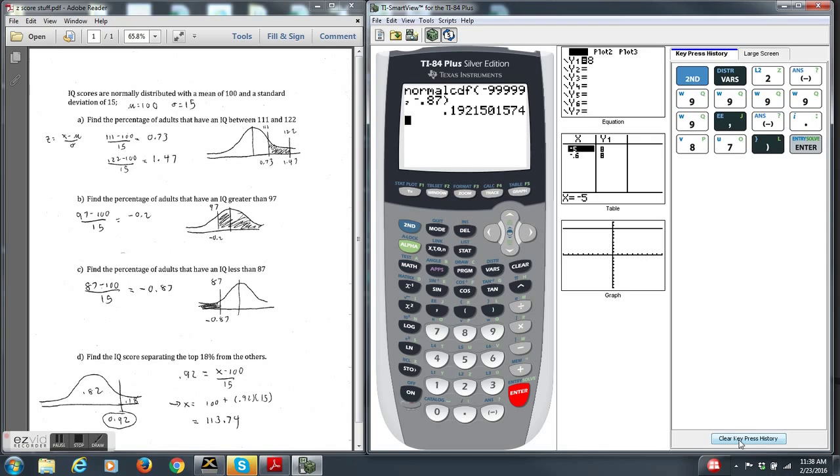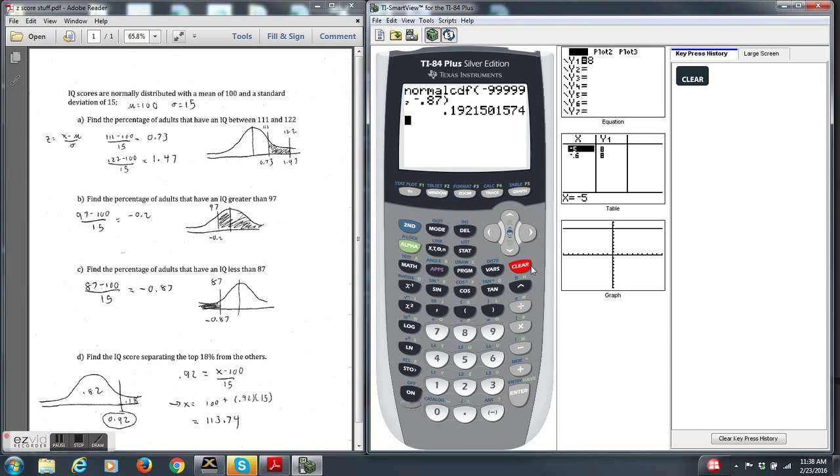All right. So the last one I have here is D, where we do it backwards. So they're giving you the probability, and I have to find the z-score and ultimately the IQ score, the data, the x. So again, it depends on how it reads the input. So the way this calculator reads the input is area to the left. So for the top 18%, that's to the right, but I need area to the left, 0.82.